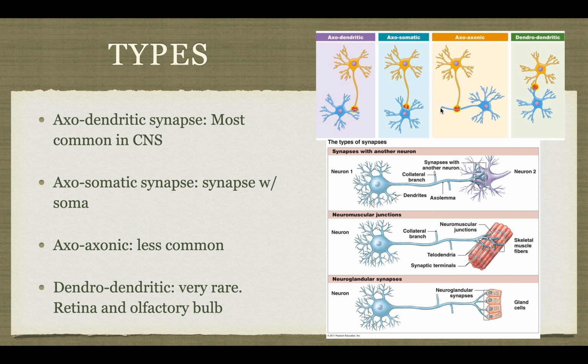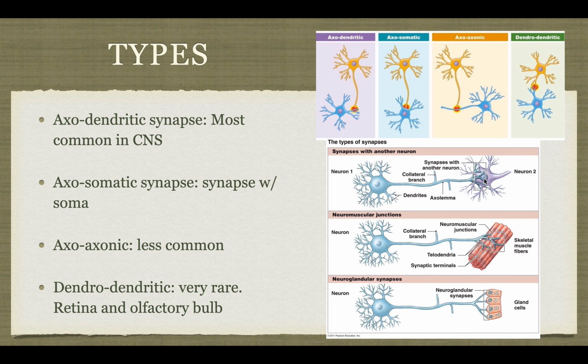Axoaxonic is even rarer, it's very, very rare. It's usually only due to injury where there's some proliferation or regeneration, reneuralization that's needed. But the axon needs to synapse with either the cell body or the dendrites in order to release its vesicles. It's not really able to do that with the axons because the axons are usually surrounded by myelin. Dendrodendritic are even rarer, and those are only in the retina and the olfactory bulb.